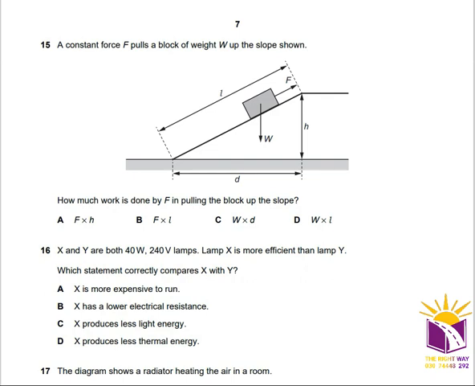Question number 15. A constant force F pulls the block of weight W up the slope shown. How much work is done by F, the force, in pulling the block up the slope? So this is our force F. It is moving our body in this direction and it has moved the length L. So work is equal to F multiplied by L. Force multiplied by distance moved in the direction of the force. So F into L.